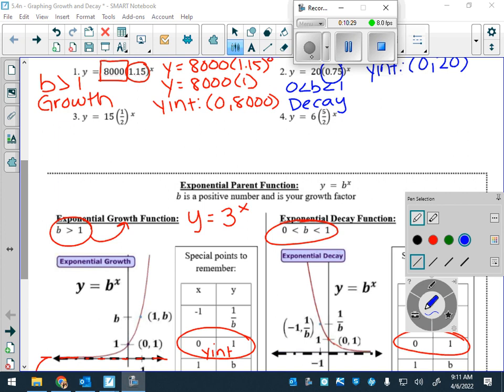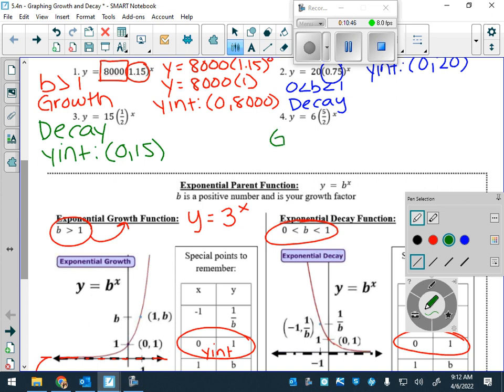Number 3. What do we have? Growth or decay? Decay. And what is our y-intercept? 15. Good. For number 4, what do we have? Growth. Good. Because 5/2 is greater than 1. What is our y-intercept? Good. Y-intercept is 0, 6.